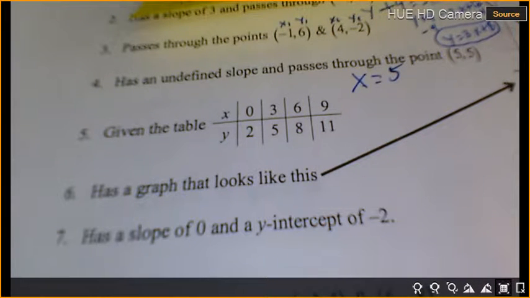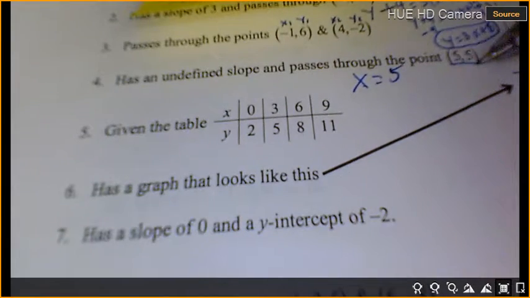If it's undefined, I know it goes straight up and down. Right? Goes straight up and down. So it must cross through 5 if it has a 5 there.